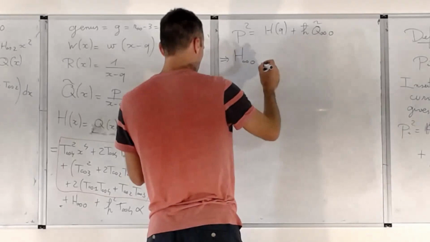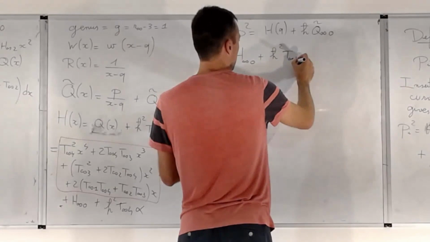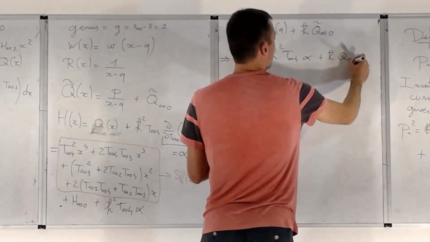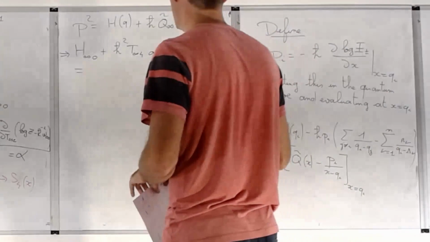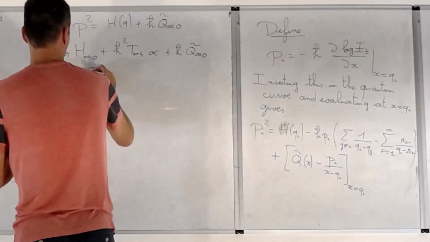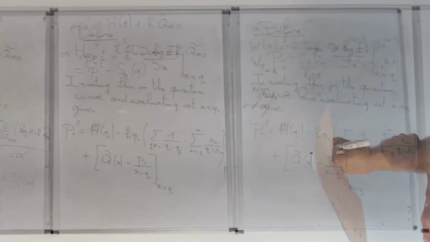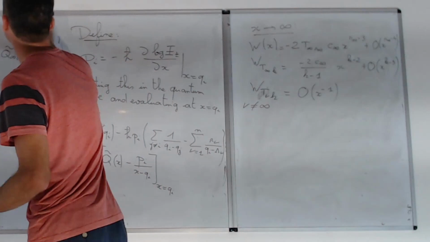So this gives you that all my unknown coefficient alpha plus h bar q infinity 0 should be equal to p2 minus s4 of q. So this relation follows from the definition of P.